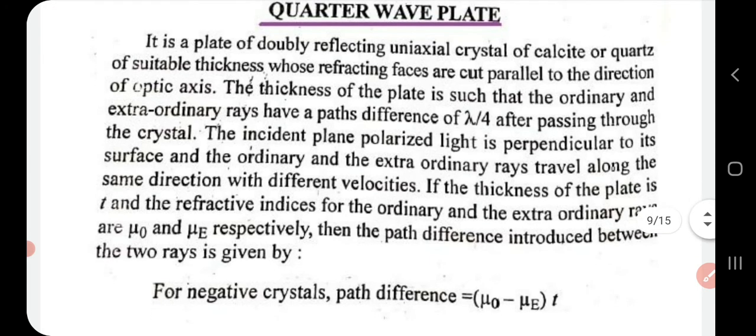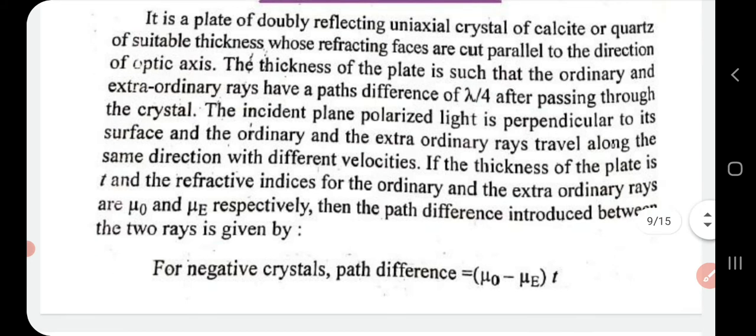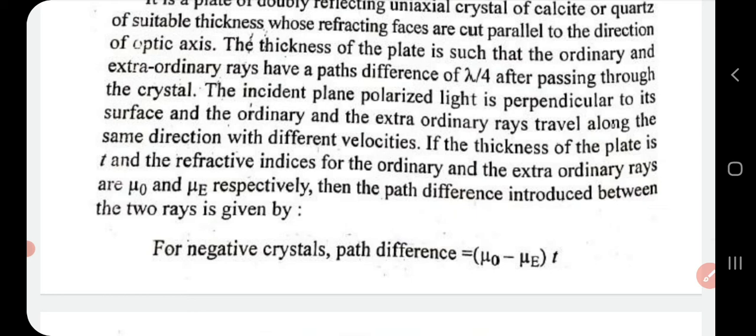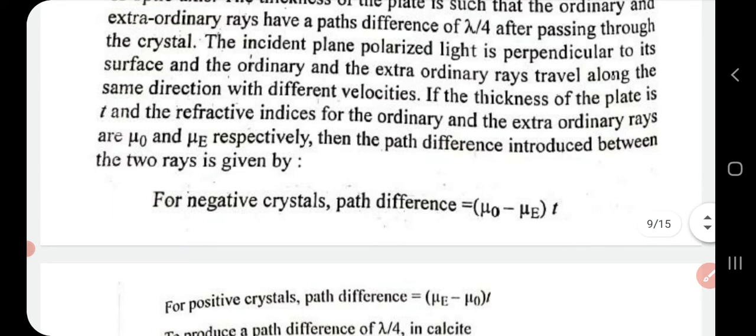Now the incident light will be plane polarized if it is perpendicular to the surface, and the ordinary and extraordinary rays will travel along the same direction with different velocities. If the thickness of the plate is T and the refractive indices of the ordinary and extraordinary rays are mu0 and mu e respectively, then what will be the path difference between the two rays? It will be (mu0 minus mu e) into T. T is the thickness, mu0 the refractive index of the ordinary ray, mu e the refractive index of the extraordinary ray.